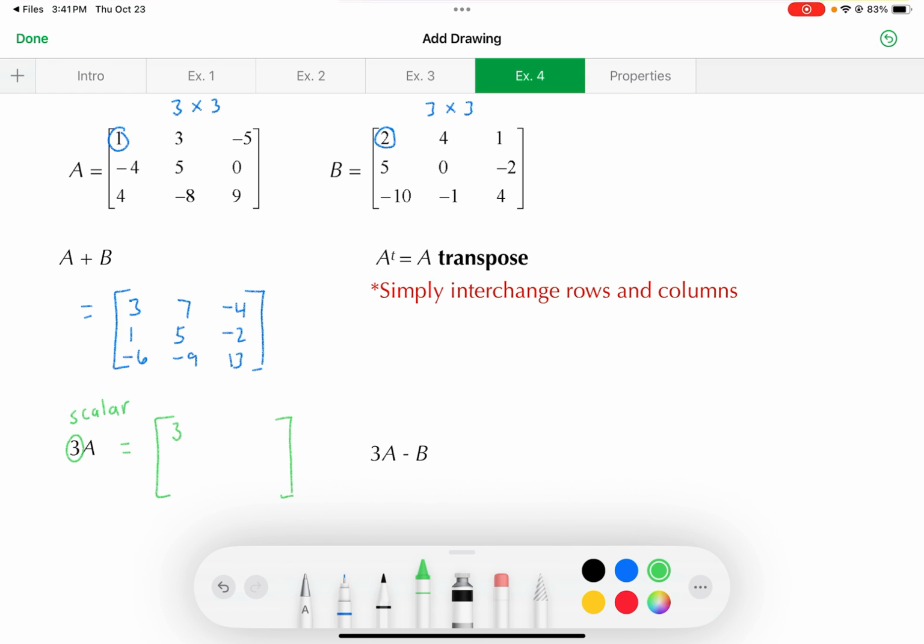So first row, if I do that, I'll get a 3, a 9, a negative 15. If I multiply the second row elements of matrix A by 3, I get negative 12, 15, and 0. And the third row elements by 3, I get a 12, negative 24, and 27.